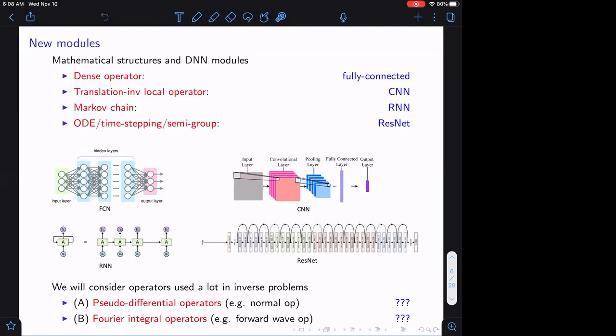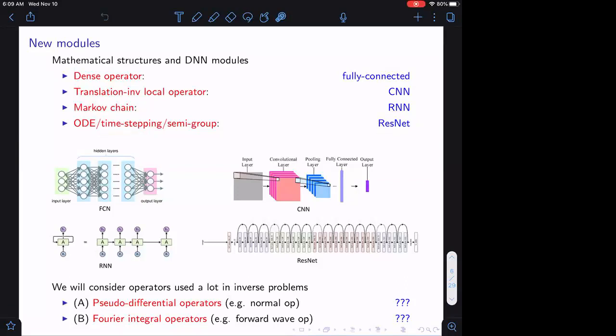For example, the fully connected neural network is really based on dense operators. CNN is based on translation invariant local operators. Recurrent neural network is based on Markov chains. And the residual neural network is based on ODEs, or rather discretization of the ODE.